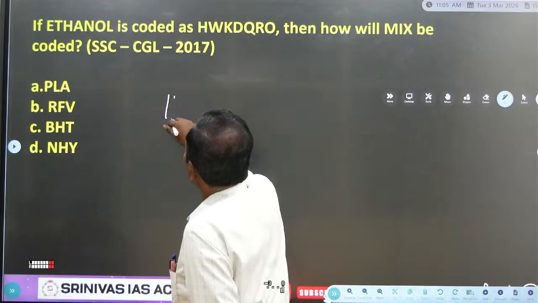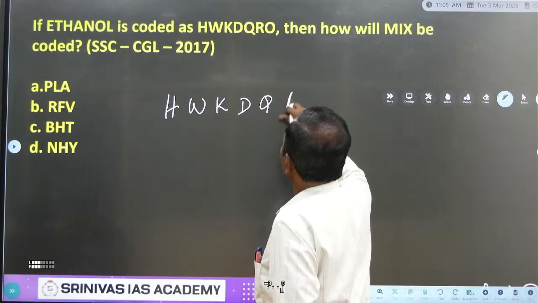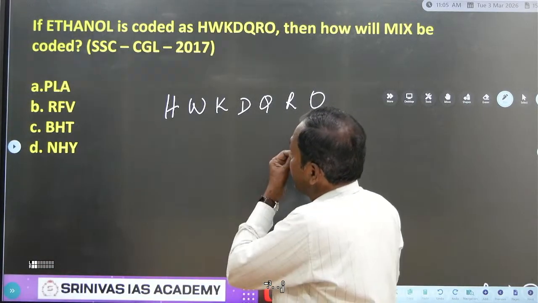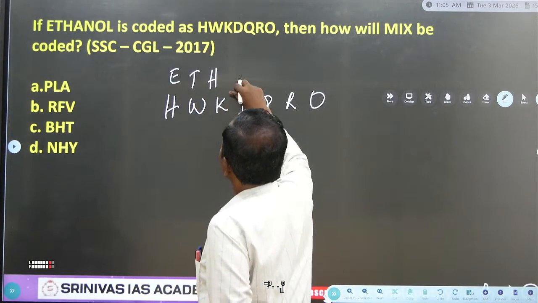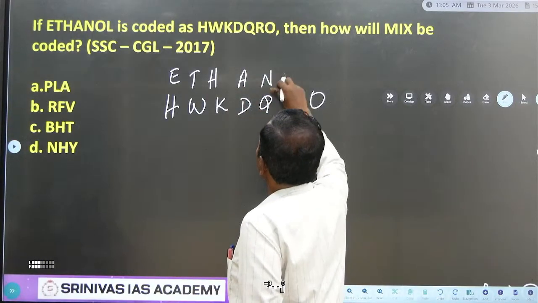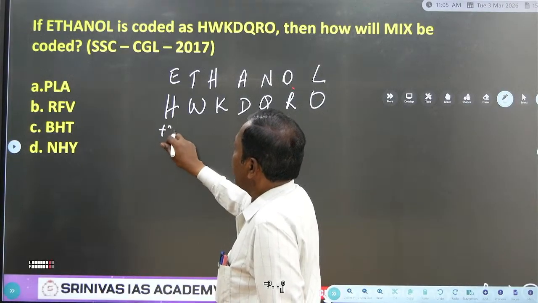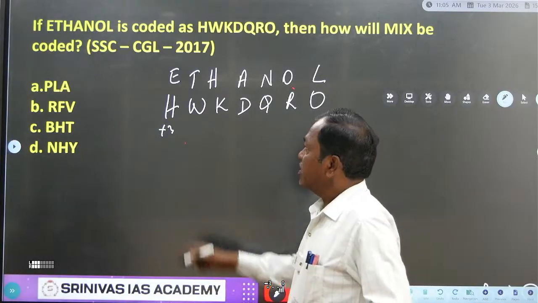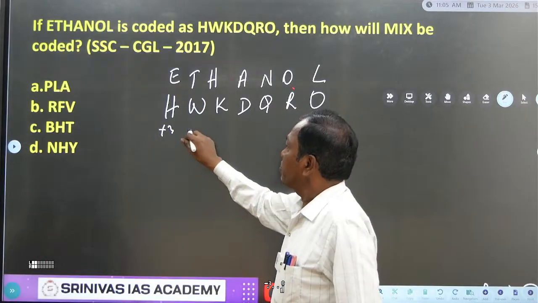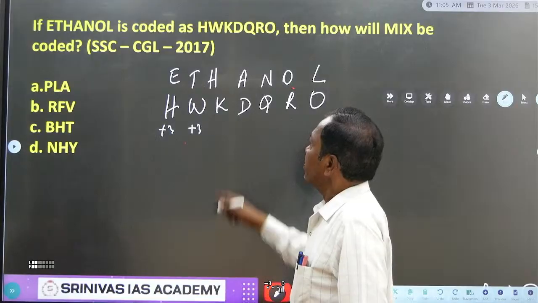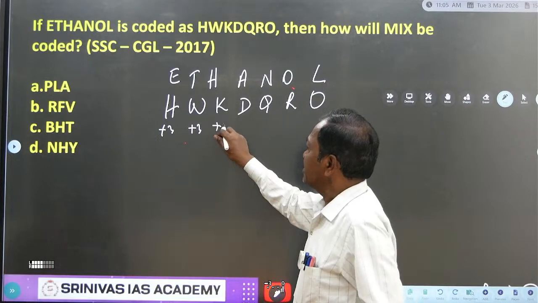Now see that HWKDQO is ETHANOL. So E, FGH plus 3. After E, FGH. H is the third letter after E. Now T, after T, UVW plus 3. I think this must be the sequence. I do not know. Let's see that. H to K. After H is what? IJK plus 3. Yes, plus 3, plus 3.